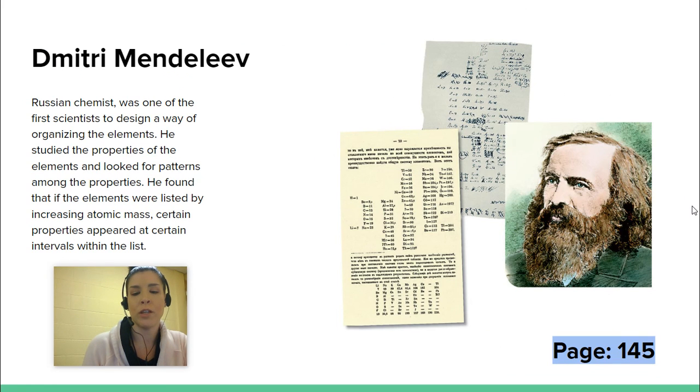Now, this is Dmitri Mendeleev. He's a Russian chemist. This is found on page 145. He was one of the first scientists to design a way of organizing the elements. He studied the properties of the elements and looked for patterns among the properties. He found that if the elements were listed by increasing atomic mass, certain properties appeared at certain intervals within the list.